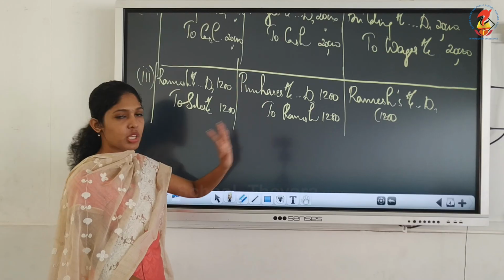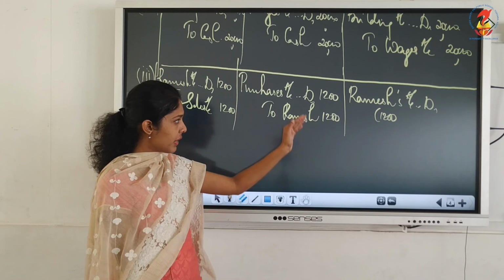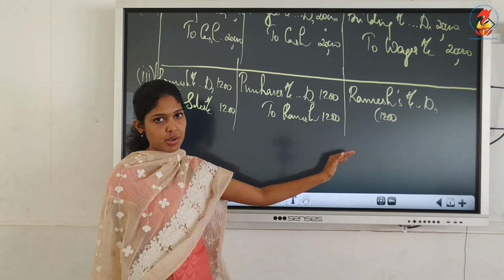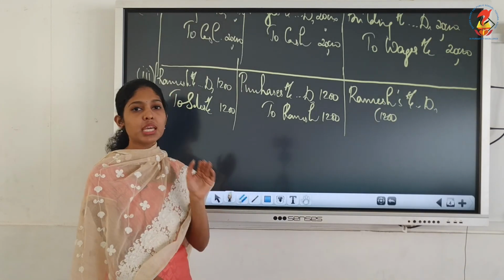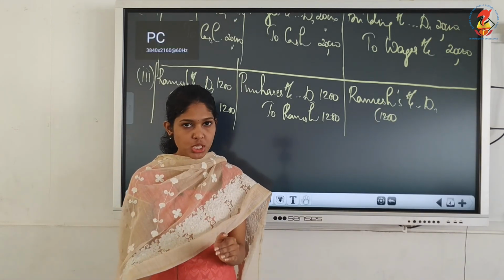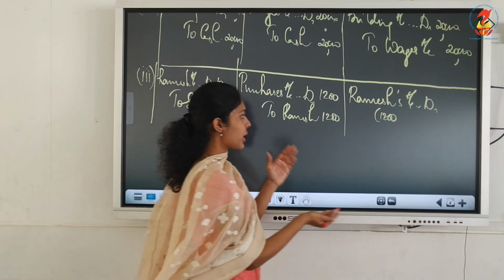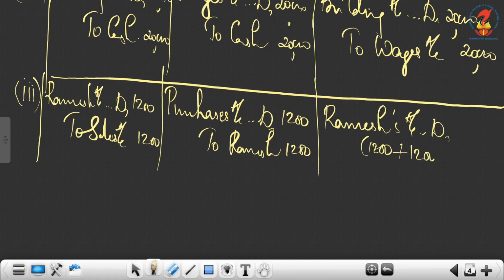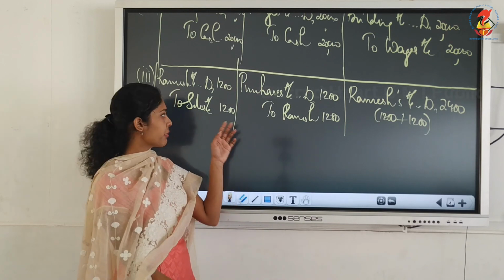If you look into the wrong entry column, you can see we have credited Ramesh with 1200. Should we credit Ramesh actually? No, we need not credit Ramesh. So that is a wrong credit. How will you cancel? We have to cancel that by debiting. So altogether Ramesh will now be debited with 2400. Understood? We have done such problems before.